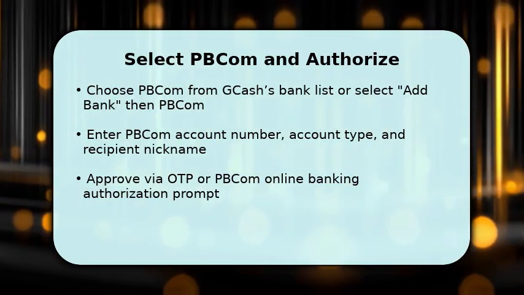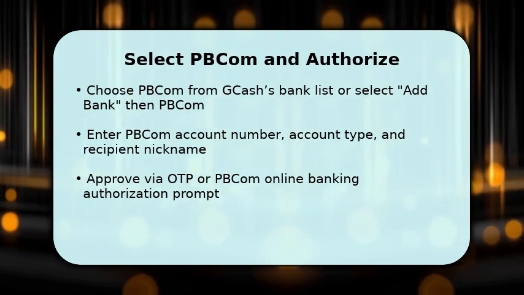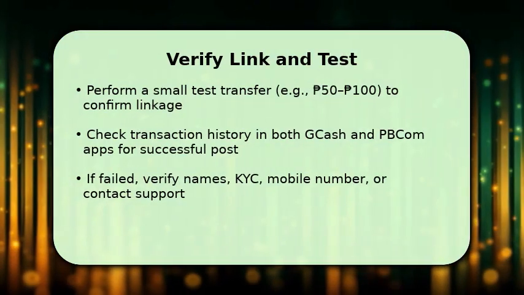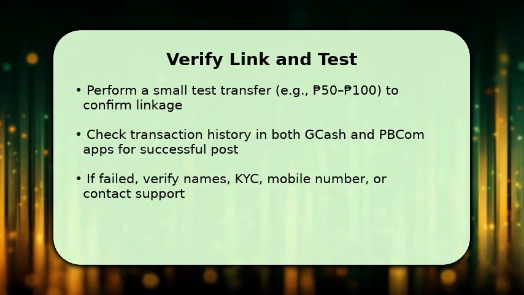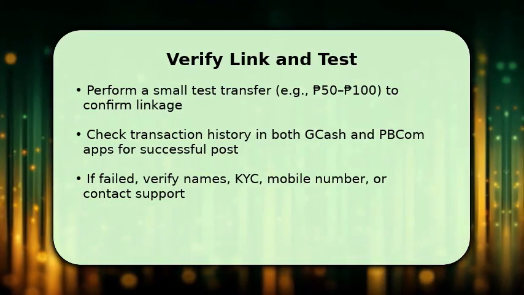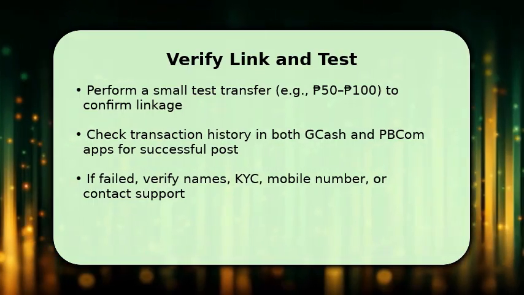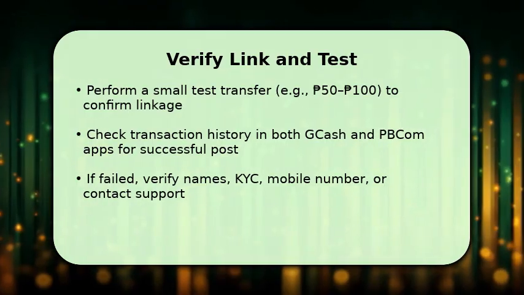Once authorized, Gcash will confirm the bank link. Retain any reference number for records. Finally, verify the connection by performing a small cash-in from Gcash to Pbcom or vice versa. Choose 50 to 100 so any issue has low cost. Once completed, check both Gcash and Pbcom transaction histories to confirm the funds posted and the linked account appears.